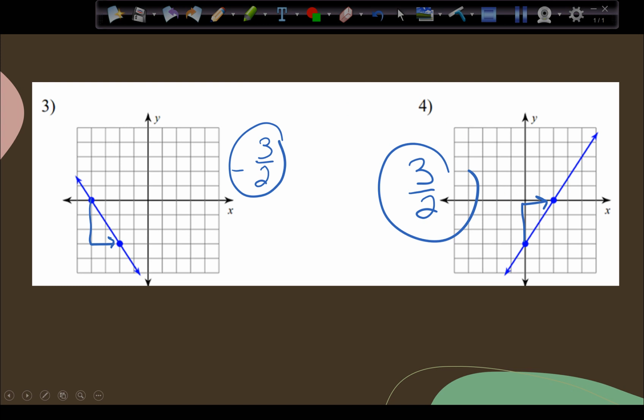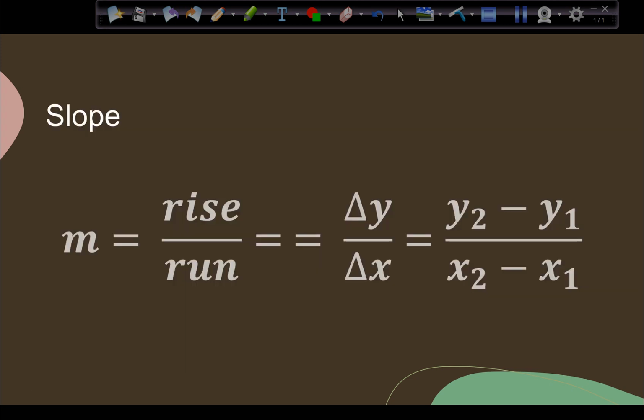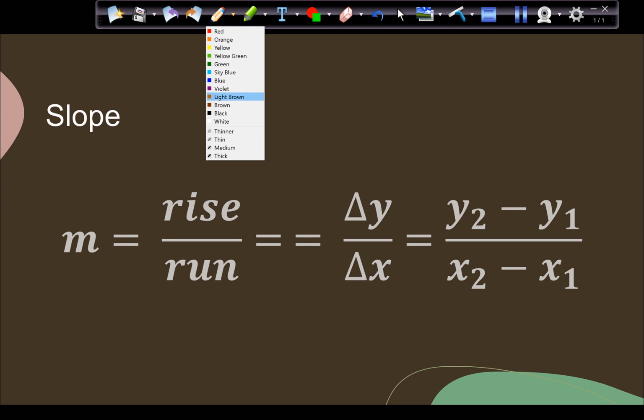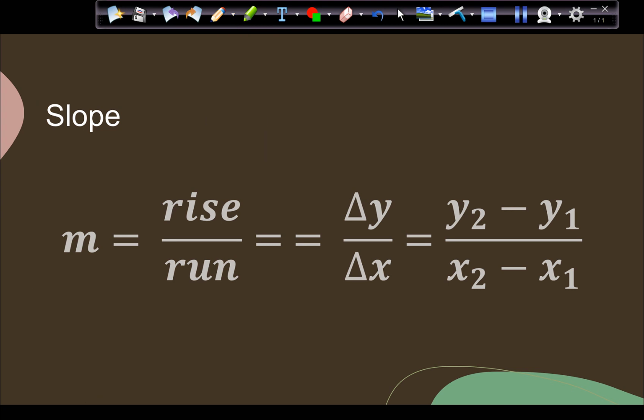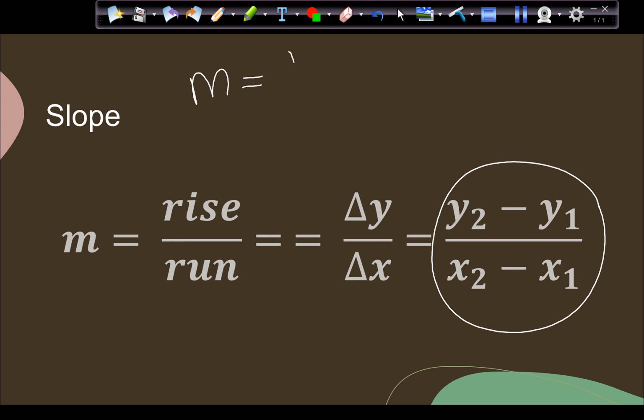So now we're going to move into the new material. The new material is going to be, I'm not going to give you a graph, I'm going to give you 2 points that the line travels through. And so we're going to have a new formula to use, which is this. So most of the time you're just going to see m equals y sub 2 minus y sub 1, and then it's over x sub 2 minus x sub 1.